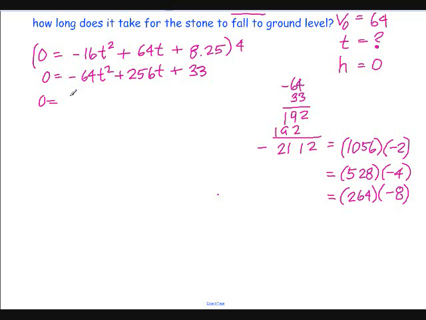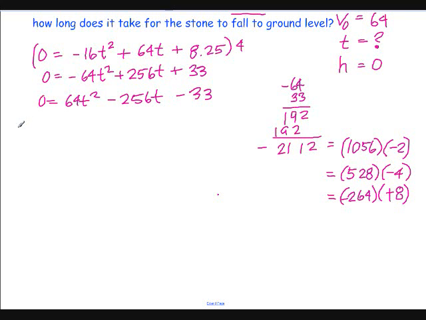And I hate having a negative here. So why don't I multiply everything through by negative 1, and that'll give me still a 0 here, 64t squared negative 256t negative 33. The only thing that's going to do to what I'm going to use is I'm going to use a negative 264 and a positive 8.